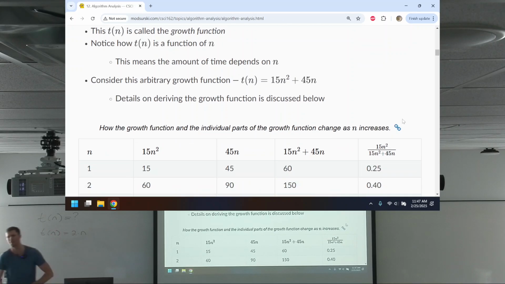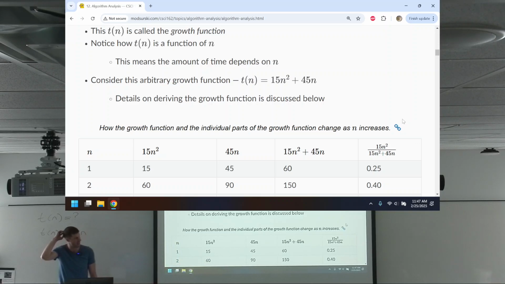You gave me an algorithm, I looked at it, and I told you, based on what this algorithm looks like, this is the T of n. T of n is 15n squared plus 45n. Okay? Where did it come from? It doesn't matter right now, but that's the calculation, right? So this is the growth function. Here's some algorithm. It's a very important algorithm, and this is how many steps it takes to run, based on some input size n.